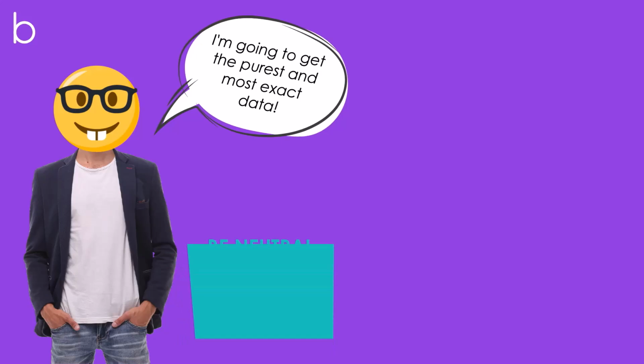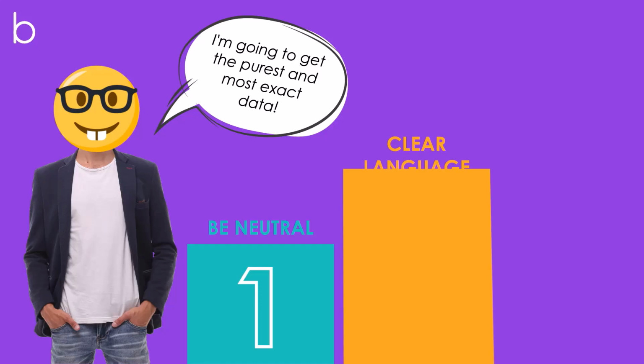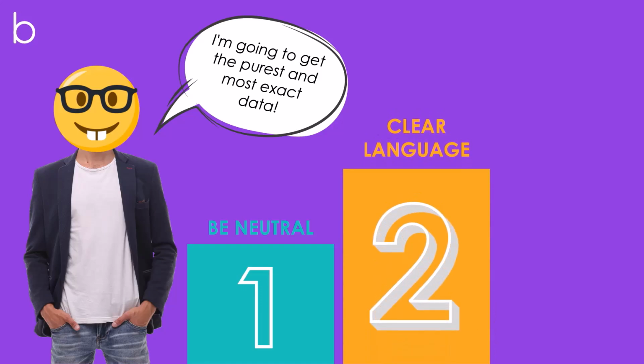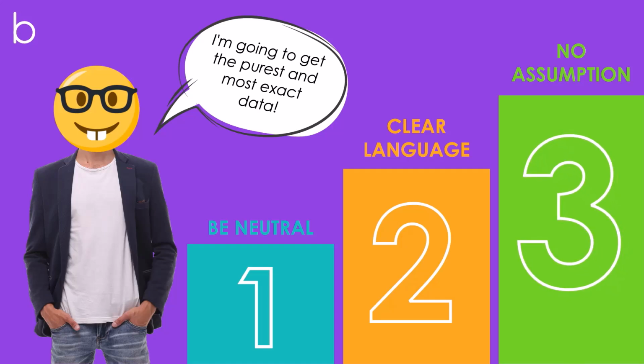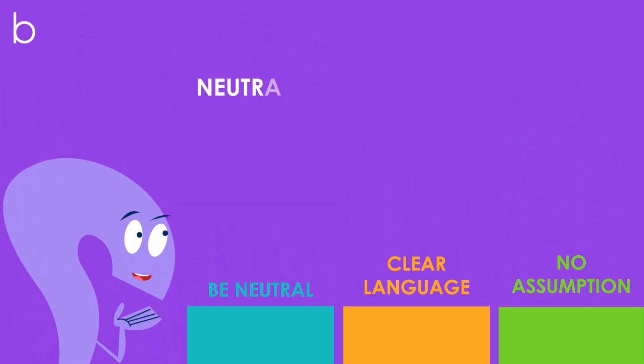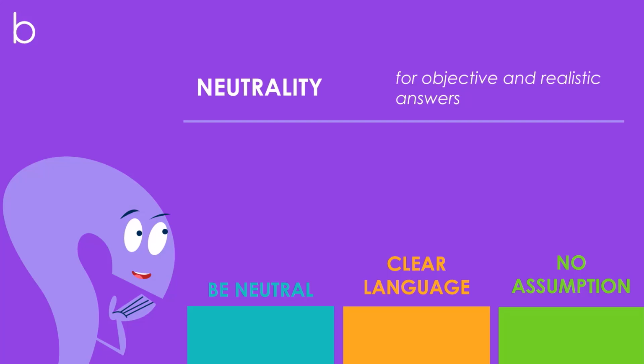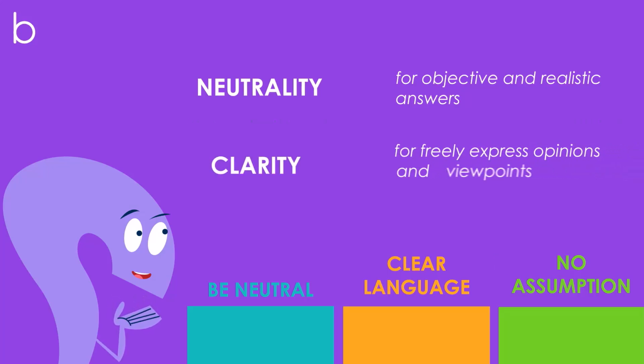When asking questions, it is important to be neutral and not influence respondents' answers. Use clear and unmistakable language. Avoid assumptions, estimates, and implied answers. Neutrality allows for objective and realistic answers. Clarity helps respondents express their opinions and viewpoints freely.